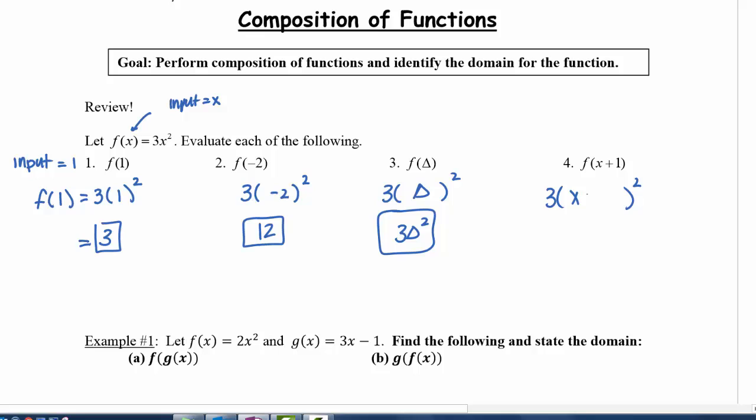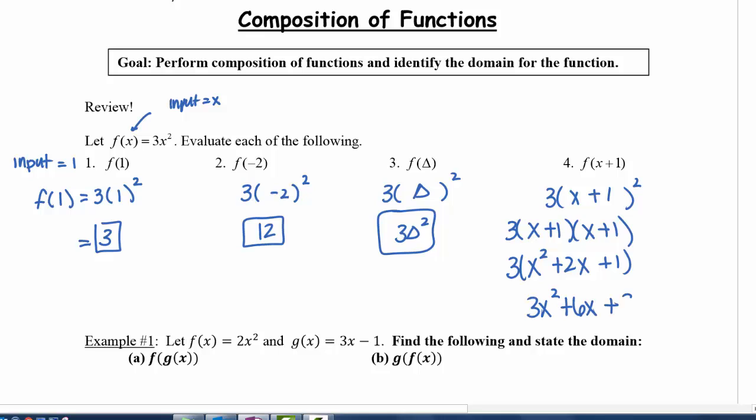Now I'm going to plug in x plus 1. So now you have to be careful that you remember all of the algebra that you've learned, so you're doing these right. So this is 3 times x plus 1 times x plus 1, because that's what that squared means. So I'm going to FOIL that out. So I get x squared plus 2x plus 1. And then I'm going to distribute the 3. So I have 3x squared plus 6x plus 3.